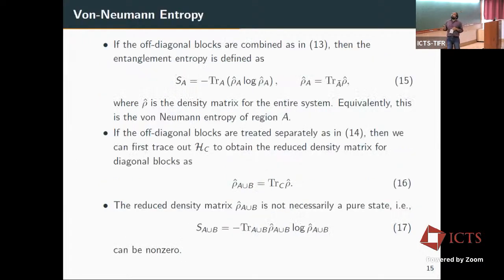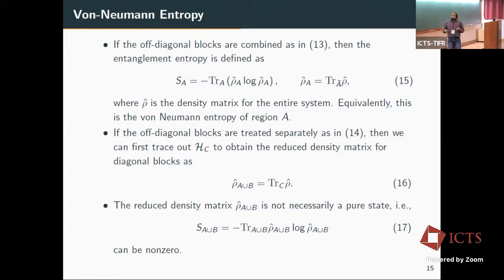If we choose the first option, that is to consider the off-diagonal blocks along with some of the diagonal block, then we can define the entanglement entropy in the usual way by first defining the reduced density matrix on A by taking the trace over A bar, and then using the fundamental formula, minus trace rho log rho. In this way, we can define the entanglement entropy of region A.